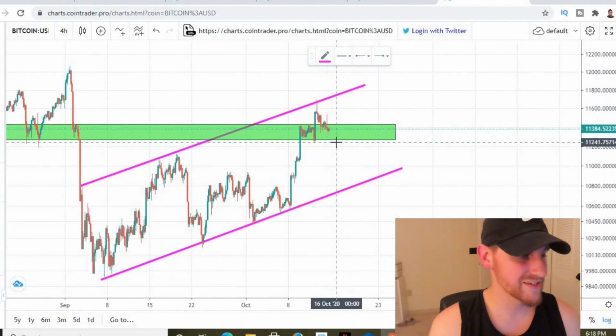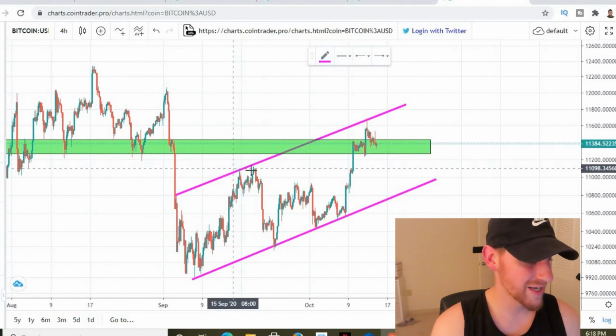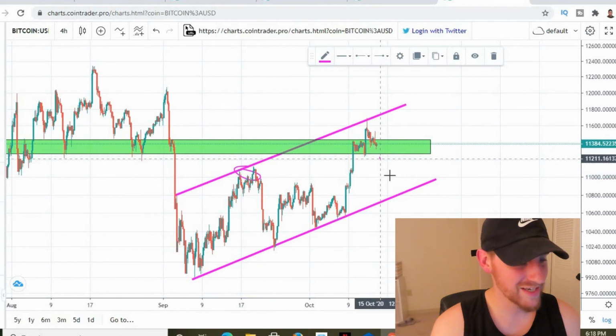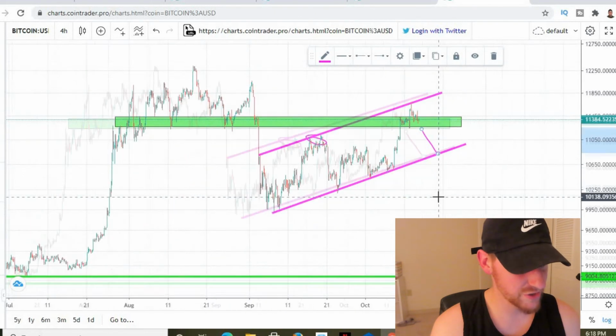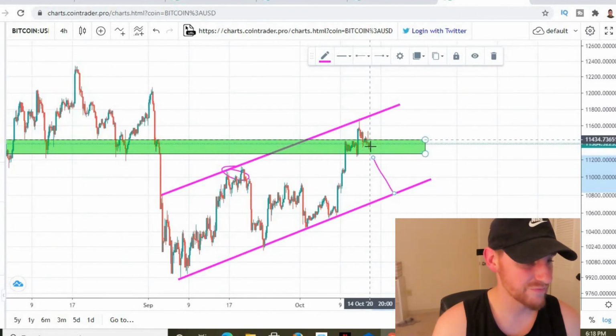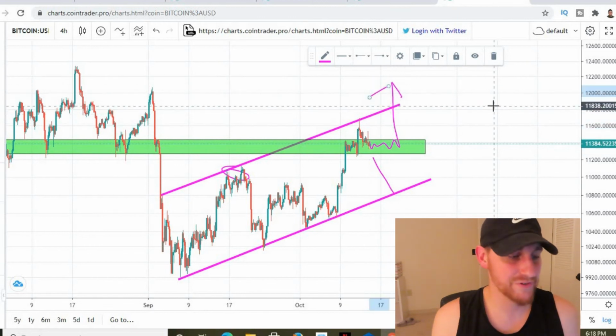But if we do break this and we come back down, I do want to see us get support at least at this local high here. And if we don't, we're going to come back down and retest the bottom of this channel, right? But I actually wouldn't be surprised if we get a bounce off. We might consolidate on this and just come back up and break it, right? I wouldn't be surprised if that happened, right?